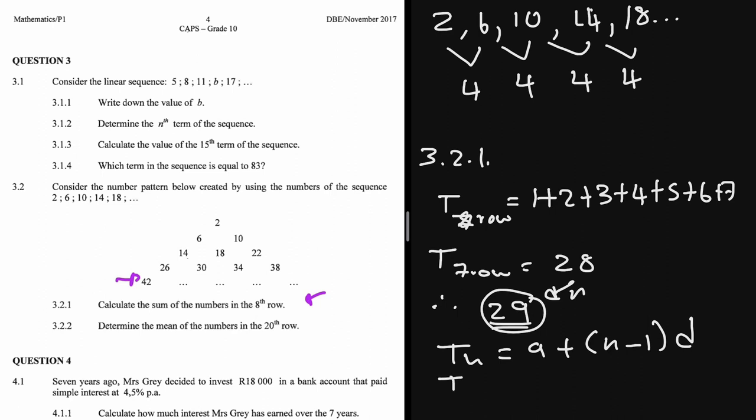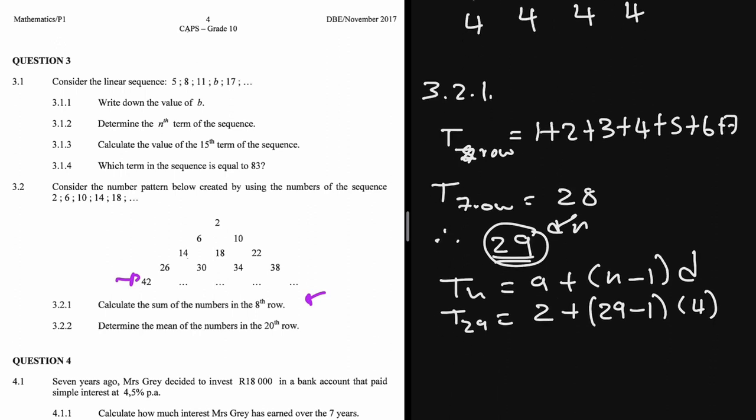So the value of A is how much? It's the first term of the pattern, which is 2. And then we are looking for the value of term number 29. So remember now, here on n, you must put, we are looking for term number 29. And therefore, where you see n, you put 29 minus 1. And the value of D is 4 there. So therefore, the value of term number 29, which is the first term on the 8th row, is going to be how much? 2 plus 29 minus 1 into 4. So that will give us 114.